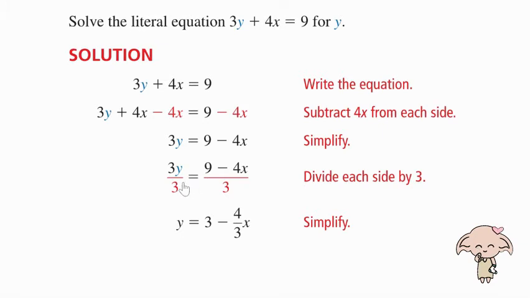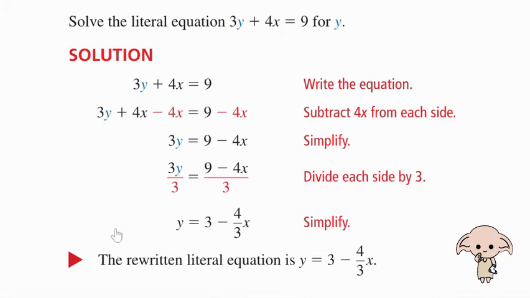I like to set up the fraction for every single term. So 3 over 3, 9 divided by 3, negative 4x divided by 3. And so this is in its simplest form. So the rewritten literal equation is y, which is the variable that you are trying to isolate, equals 3 minus 4/3 x.